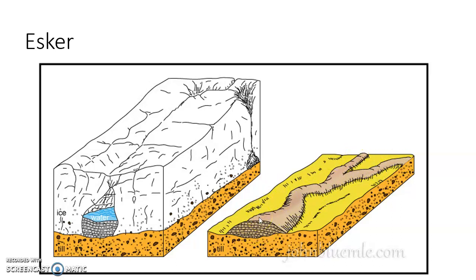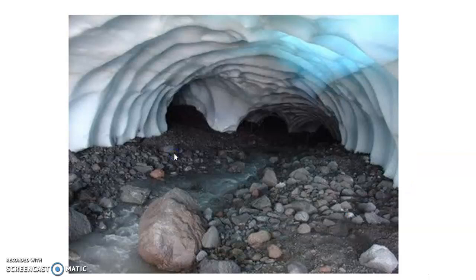This was the material that the stream was carrying, but the stream is no longer there. The ice is melted away, and this is the sediment that the stream was carrying as it traveled through the ice. We call that an esker.